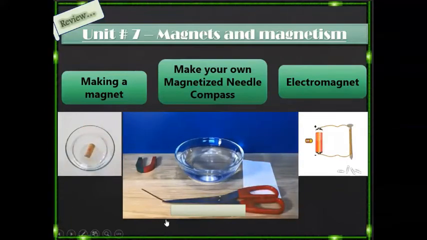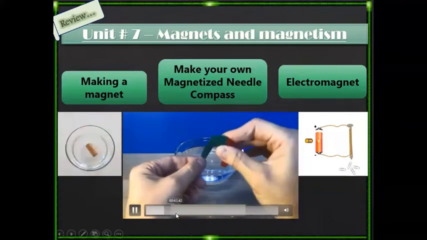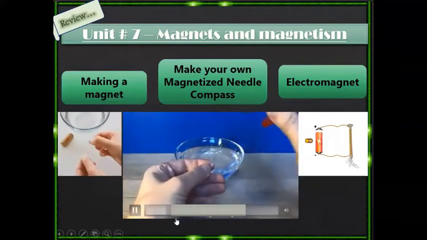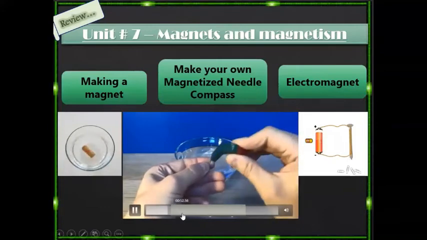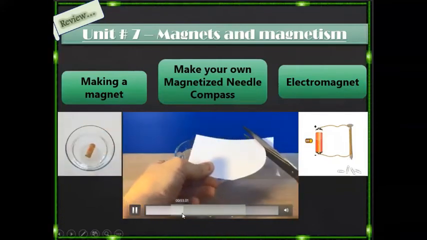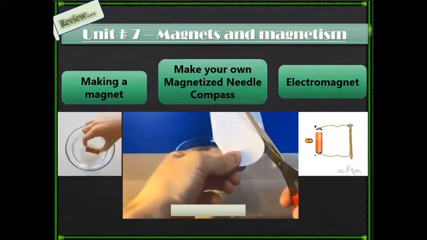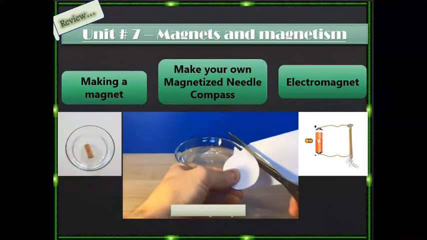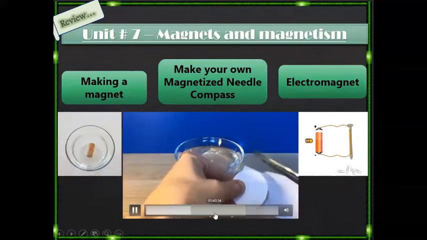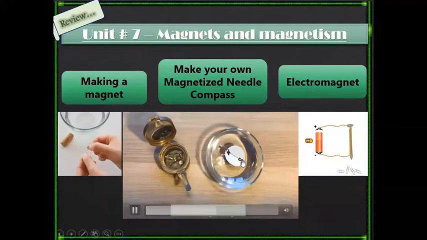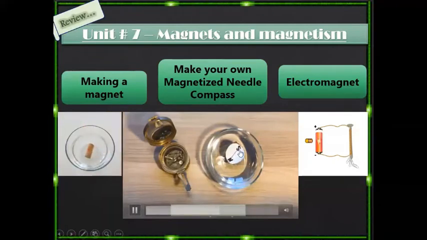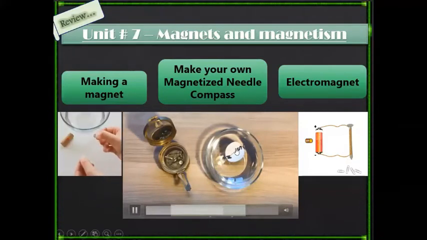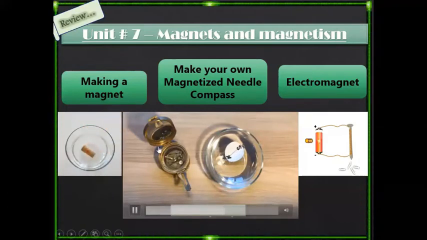So what you need to do, you have to stroke the needle with one pole of the magnet in one direction. After that, you need to cut the card paper in a circle shape, and then mark the four directions. Fold the card paper and keep your needle over it. Because of stroking in one direction many times, your needle behaves like a magnet, same like a compass.